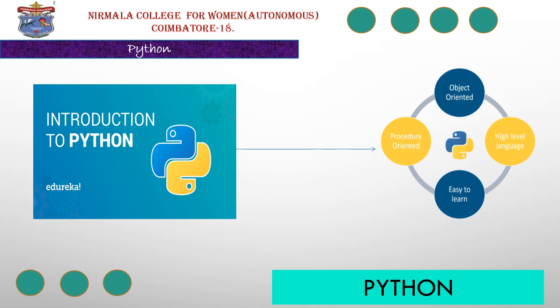The biggest strength of Python is its huge collection of standard libraries, which can be used for machine learning, GUI applications like Tkinter, web frameworks, image processing, web scraping, multimedia, scientific computing, text processing, and many more.